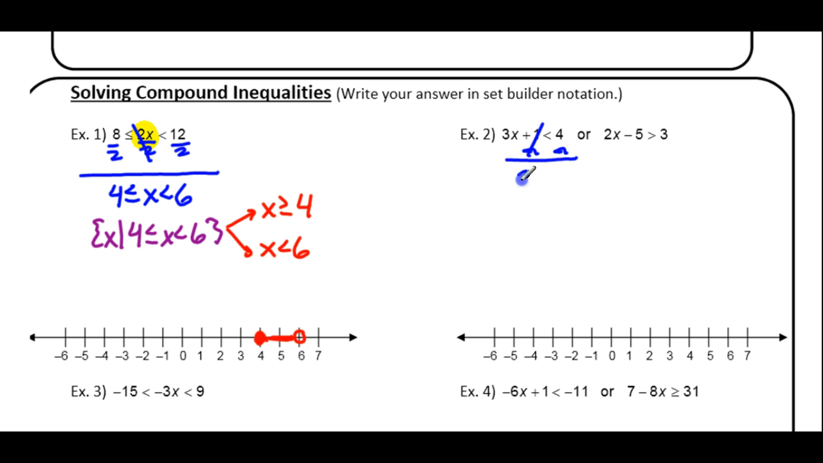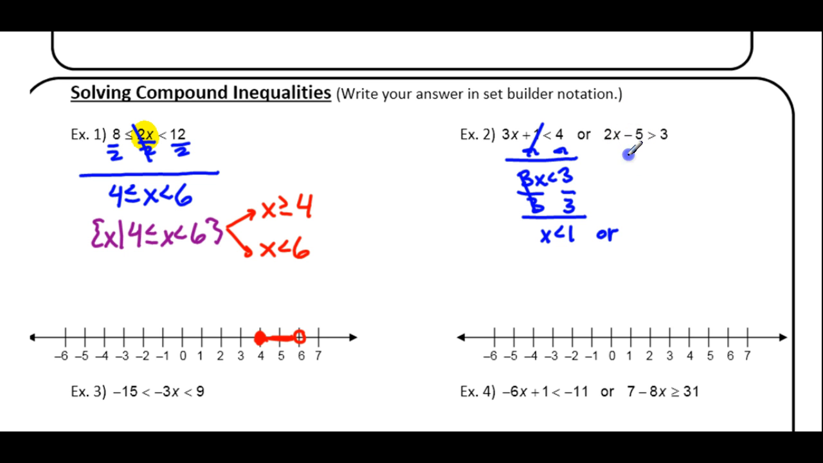We're left with 3x is less than 4 minus 1 is 3. And then lastly, to get rid of the 3, 3 times x, the opposite is dividing by 3. The 3's are gone. X is less than 1. Now that's one part of it. X is less than 1, or now I got to do this one. 2x minus 5 is greater than 3.